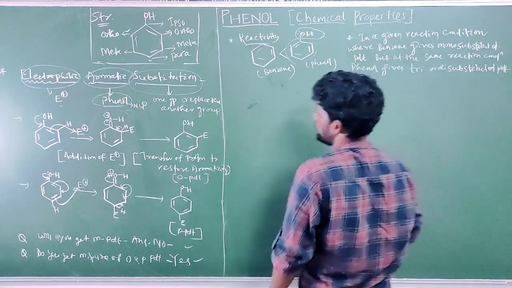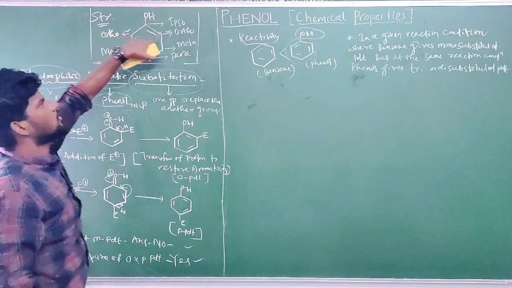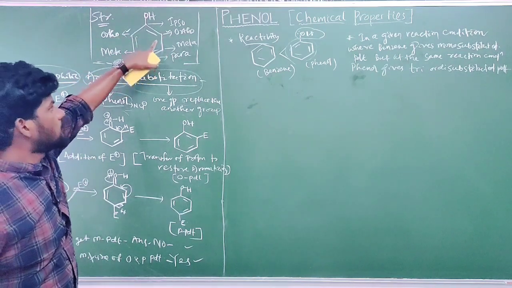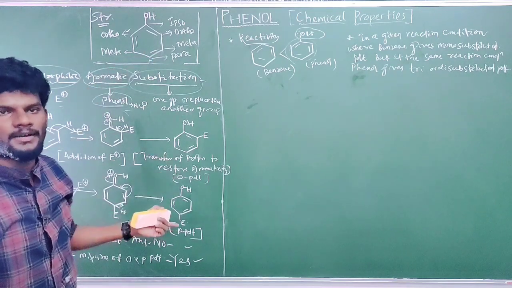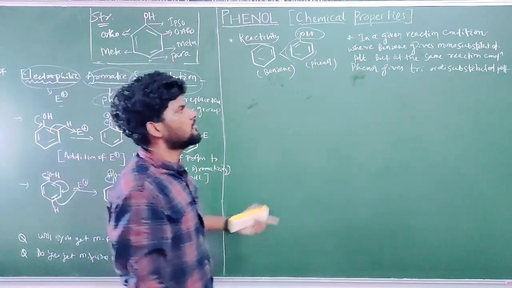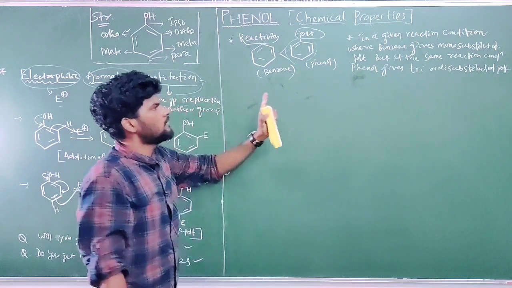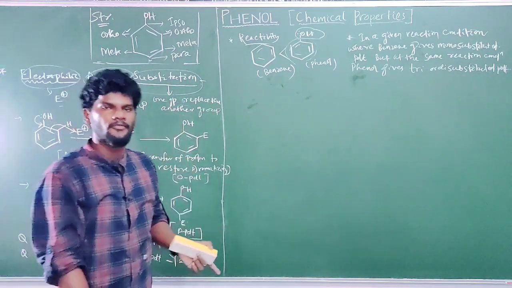Okay, tri substituted product, look at the structure. There are two ortho positions and here is para. Three different positions, ortho, para, where the electrophile can attach at maximum. Tri substituted phenol can form. So that is why phenol can give tri or di substituted product, while benzene gives monosubstituted product, because benzene is less reactive than phenol.